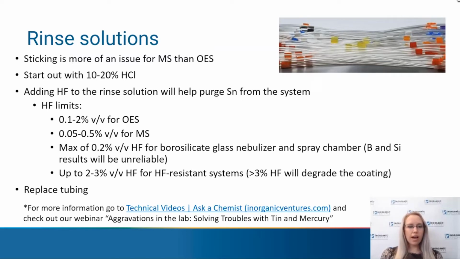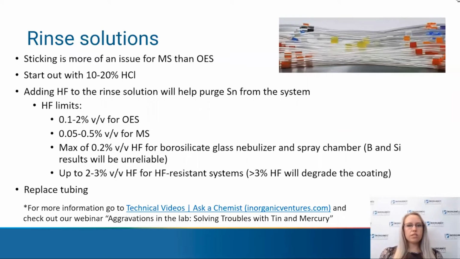If you are adding HF to your rinse solution, this will help purge the tin from the system, but you do want to make sure that you're not running a higher HF content than is appropriate for your instrument. So 0.1 to 2% is probably the highest you want to go for OES, 0.05 to 0.5% for mass spec, so you really don't want to go very high at all in your HF content for rinse solutions on mass spec. We don't recommend running anything higher than 0.2% if you have a glass nebulizer or spray chamber.